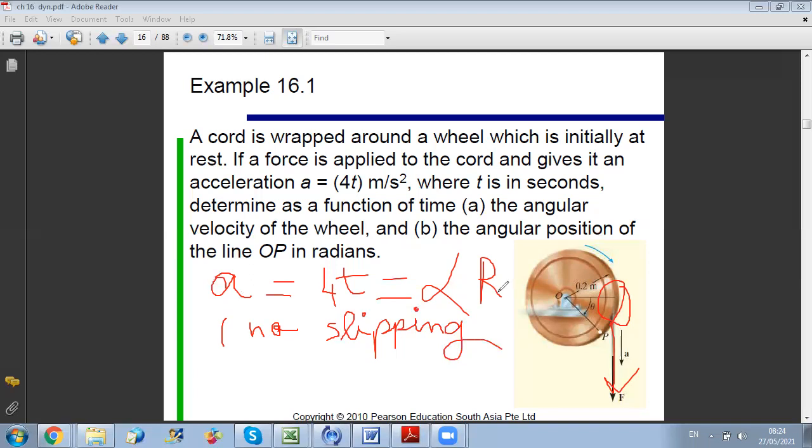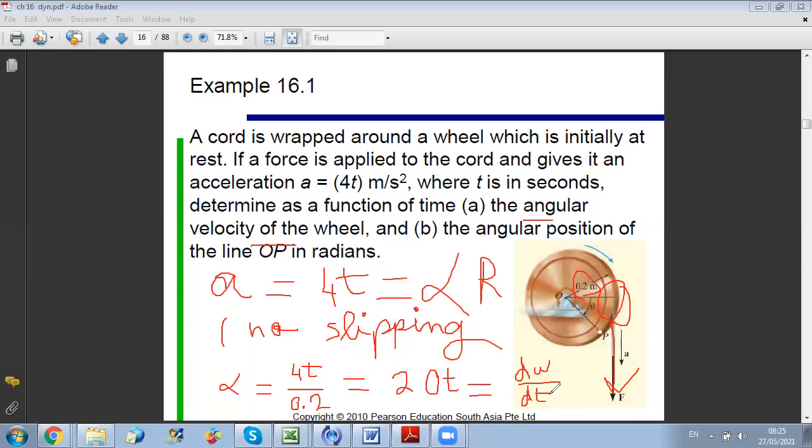So A equals alpha r. The radius is 0.2 meters. So we can deduce that alpha is equal to 4t over 0.2, which equals 20t. So here alpha is a function of time, and we know the function. To get the angular velocity, all we have to do is to apply integration, because alpha is the derivative of omega with respect to time. So we just need a boundary condition.